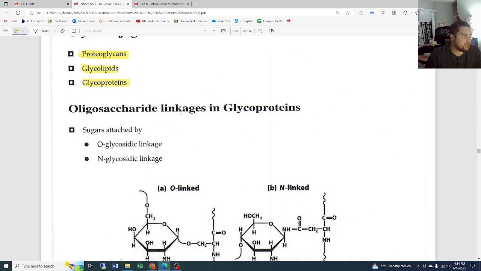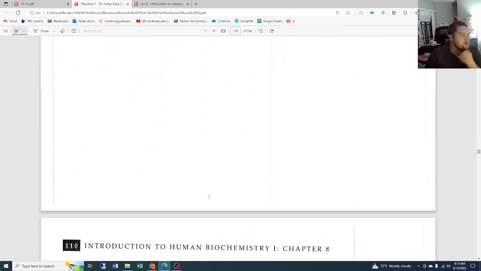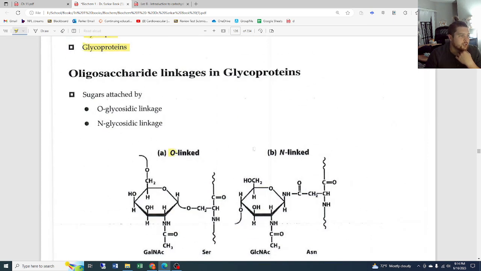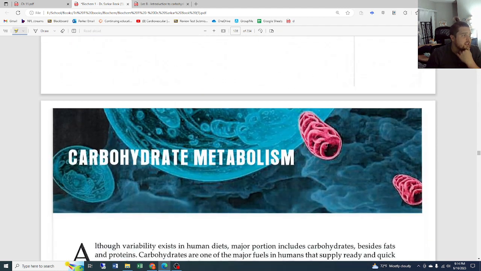Oligosaccharide linkages in glycoproteins. So sugars are attached by O-glycosidic linkage or N-glycosidic linkage. So our O-linked, there's the O, and our N-linked right there. So it just depends on the formation and where they're going to end up binding. Literally O, oxygen, N, nitrogen, how they're linked. And that's the whole chapter.